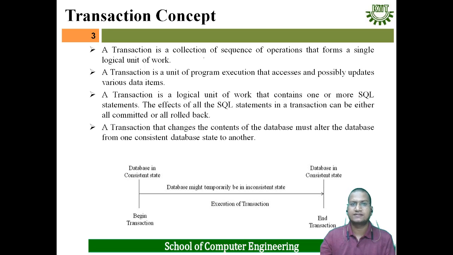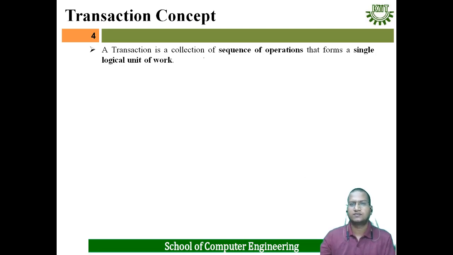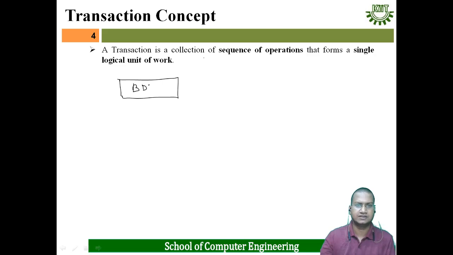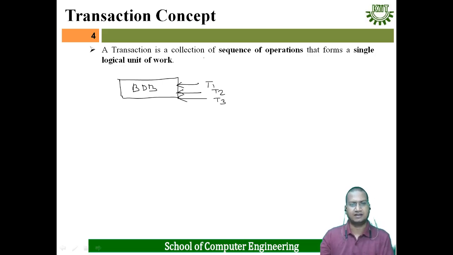A transaction is a collection of a sequence of operations that forms a single logical unit of work. Understood? And we can explain it in more detail. A transaction is a collection of a sequence of operations that forms a single logical unit of work. Suppose one bank database is there, and there are various transactions performed on this bank database. Suppose T1, T2, T3, three transactions are there, and these three transactions are performed on this bank database.